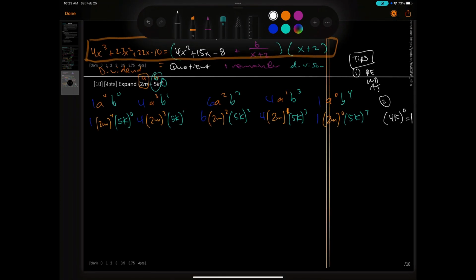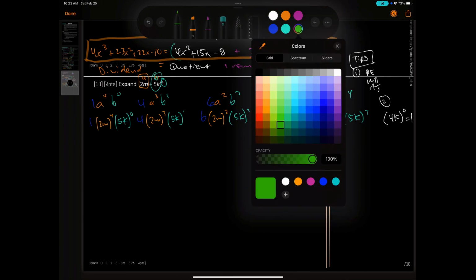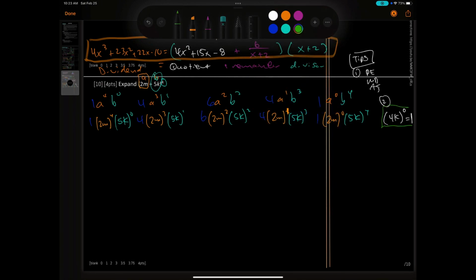Let's see if I can just do that with one color, and I'll highlight all of them. So the idea that anything to the 0 power is equal to 1 is here. So I'm highlighting a box, and that's just times 1. And that's all the way over here, and that's just times 1.